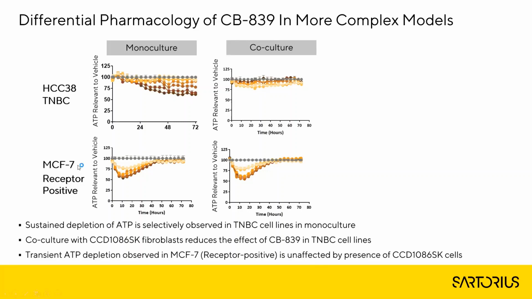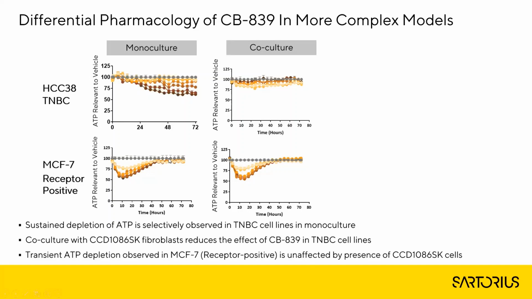Interestingly, we did find in MCF7s, which are receptor positive, that there was a very transient but very significant reduction in ATP in the presence of CB839, peaking at about 10 hours, but then recovering back to normal levels within about 48 hours after assay initiation. This is the only receptor positive cell line where we saw CB839 have any type of effect. And we would have missed it had we not looked at the full kinetic approach.